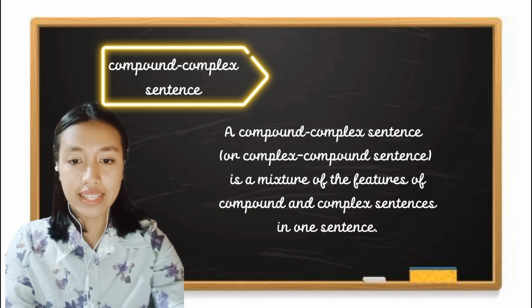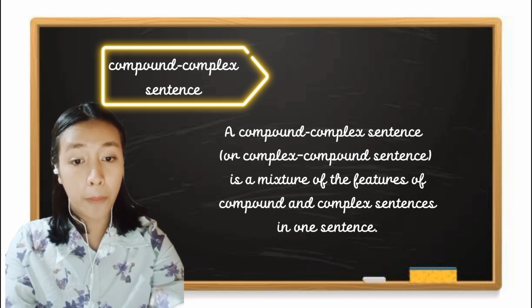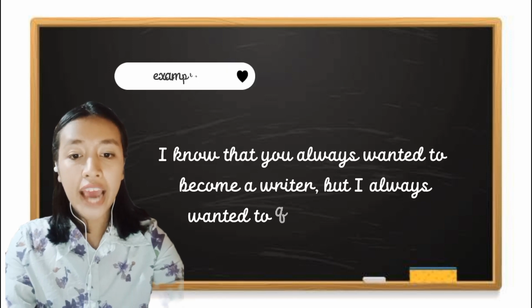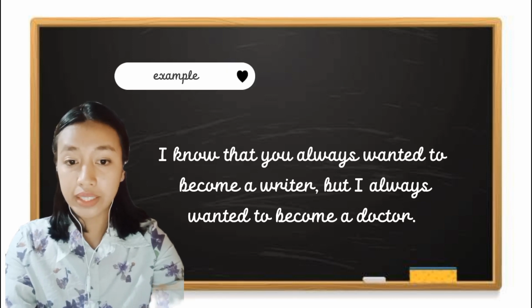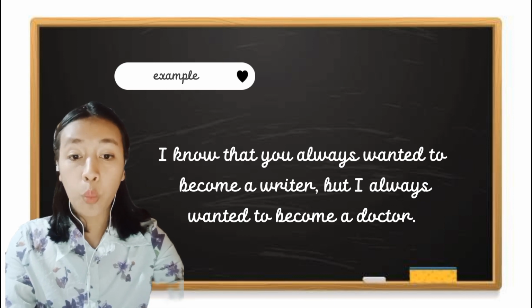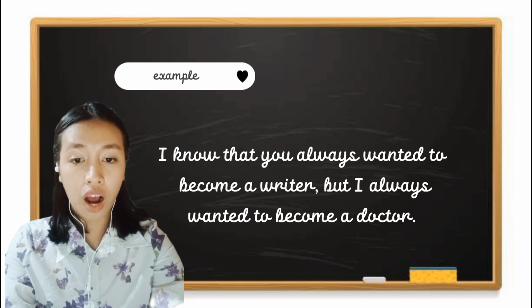Compound complex sentence. A compound complex sentence or complex compound sentence is a mixture of the features of compound and complex sentence in one sentence. So it must contain at least two independent clauses and at least one dependent clause. Example: I know that you always wanted to become a writer, but I always wanted to become a doctor. Here, one dependent clause is followed by a complex connector and two independent clauses with a compound conjunction between them.